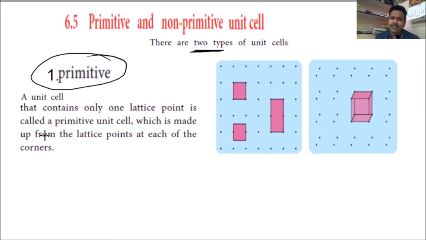Generally, primitive means whatever unit cell you are taking, it contains only one lattice point. It is our textbook definition. It is called a primitive unit cell, which is made up of lattice points at each of the corners. For example, you see this is the cube. In this cube, one atom is there.